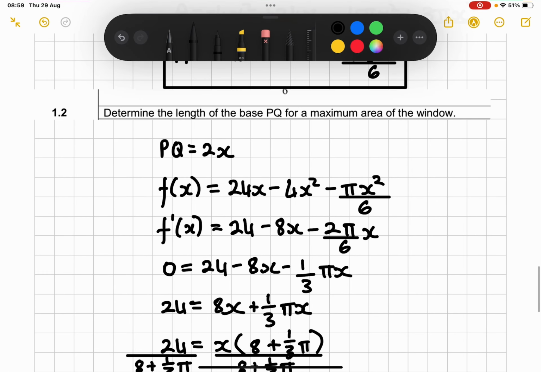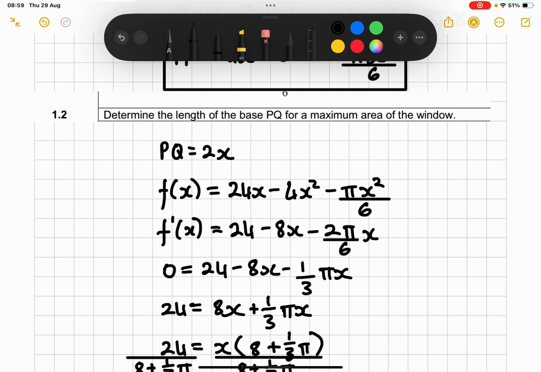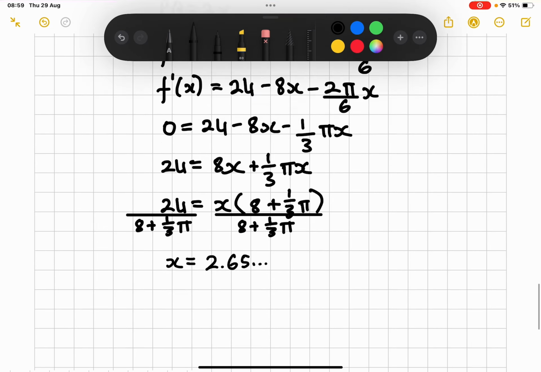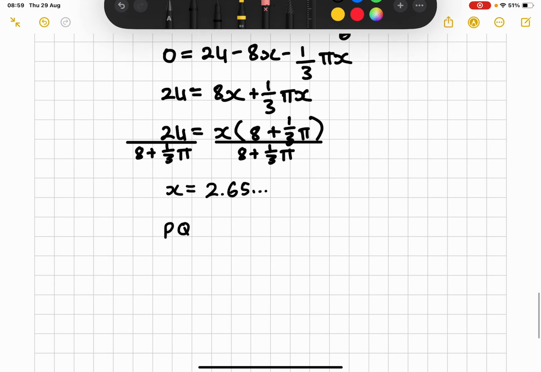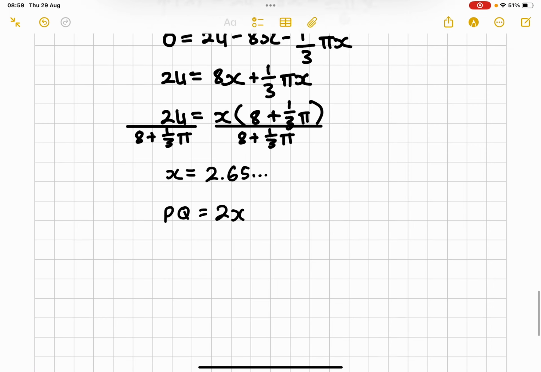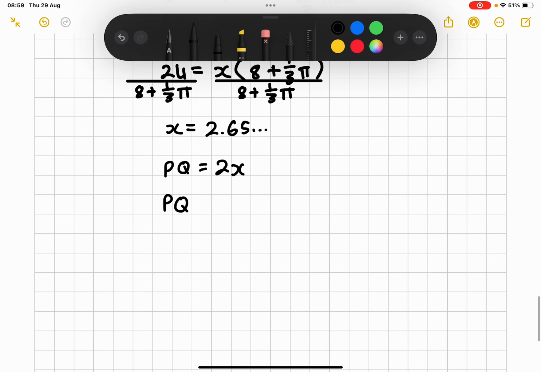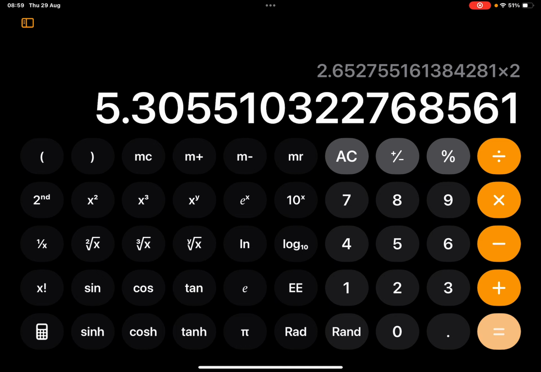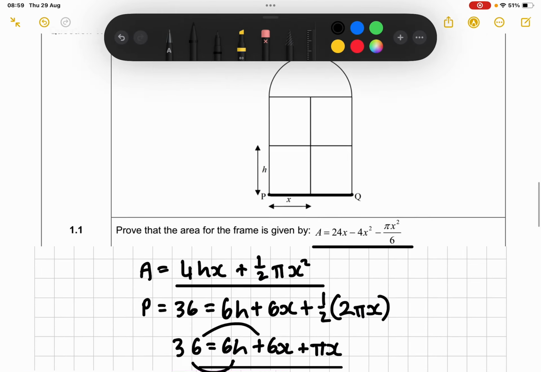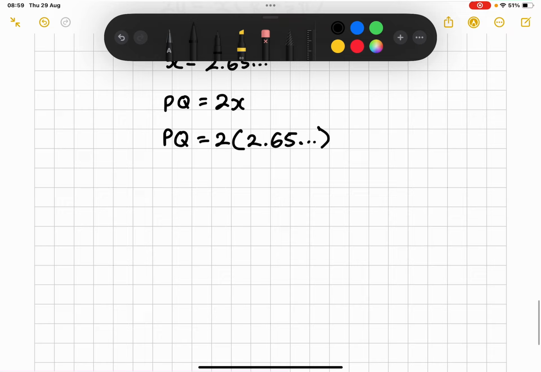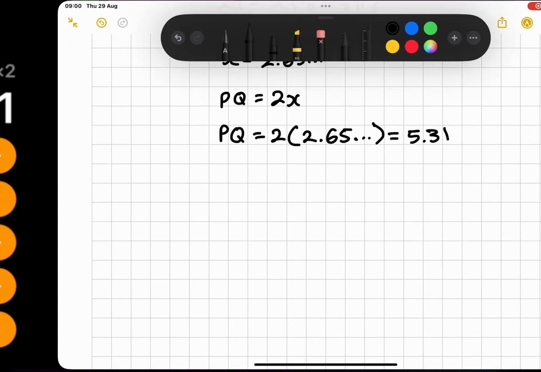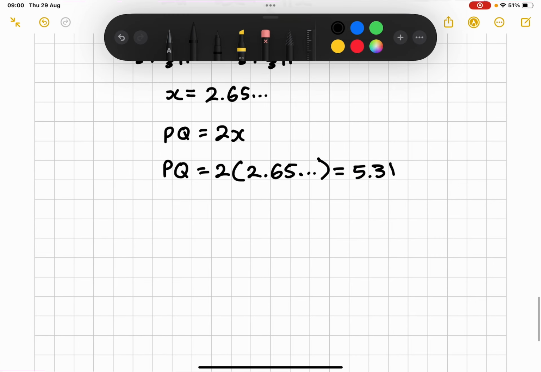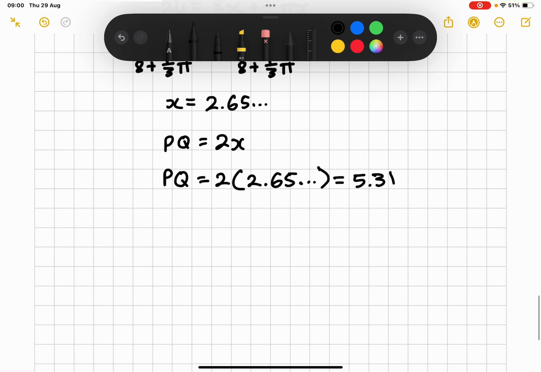Okay, so to answer the question, it asks for the length of the base PQ that will give a maximum. So PQ, again, we said is equal to 2x. So PQ would then be equal to this. Times that by 2. 5.31. Awesome. Let me just make sure I round it off properly there. Yeah. So it would have to be equal to 5.31 units.